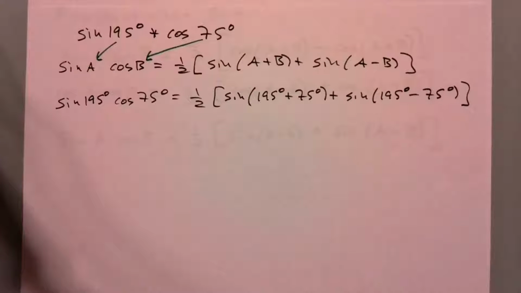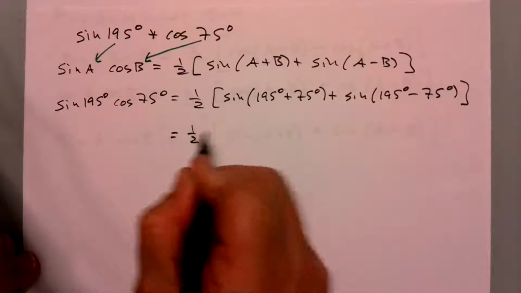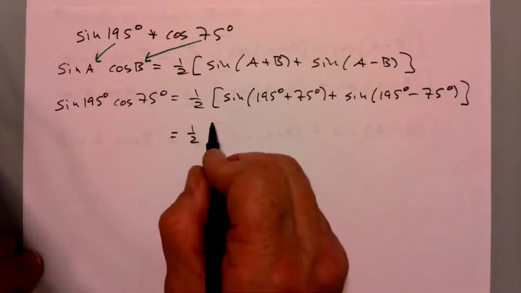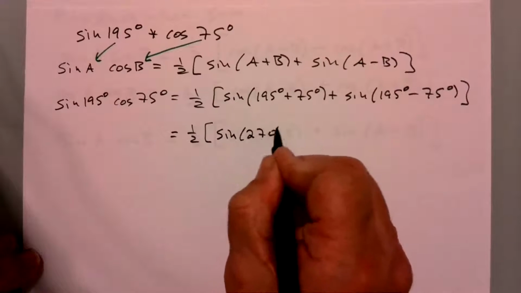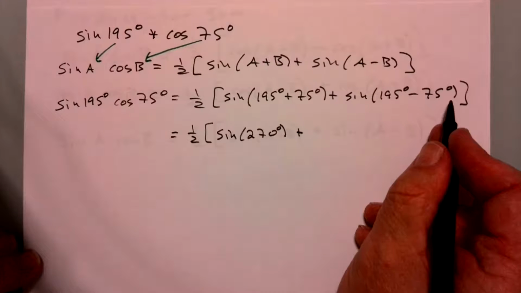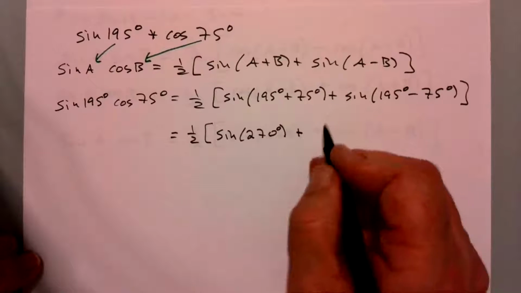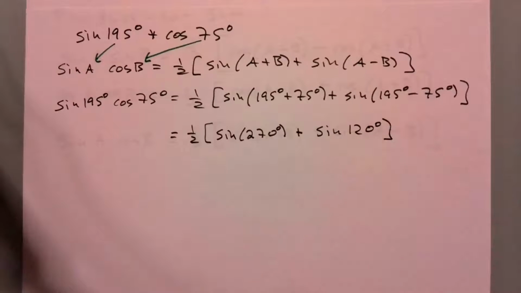So you can see that this is going to be relatively easy for us to finish. What are we going to get then? 1/2. 195 plus 75 is 270. So we get sine 270 degrees plus 195 minus 75 is how much? That's going to be 120 degrees. Okay, so at this point we can go ahead and simplify.